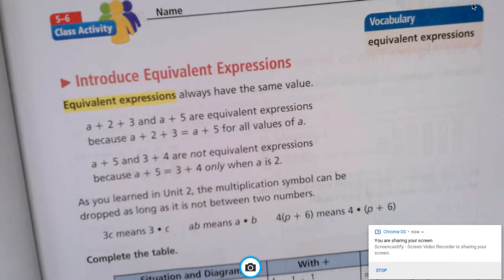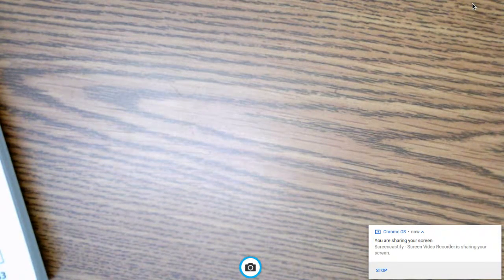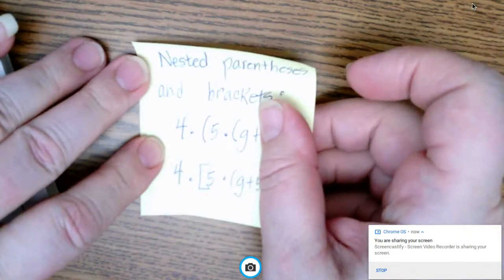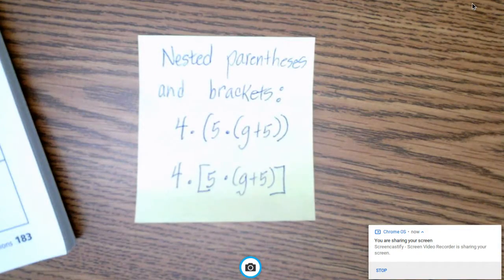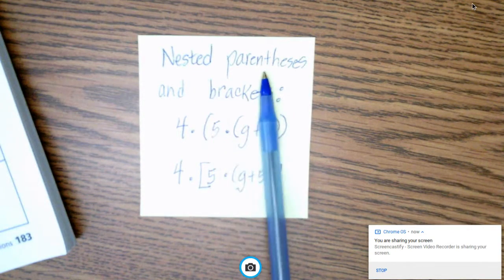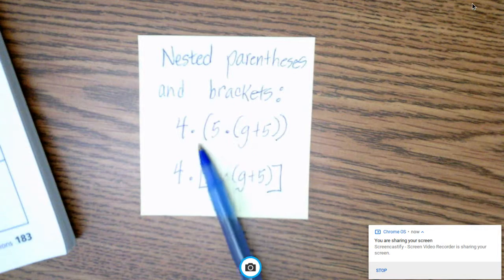I just need to go over a few things before we move on to journal page 182. There are some new ways of combining in these expressions now that I want to mention, based on some notes that I have here. One is that you might start seeing nested parentheses and brackets.